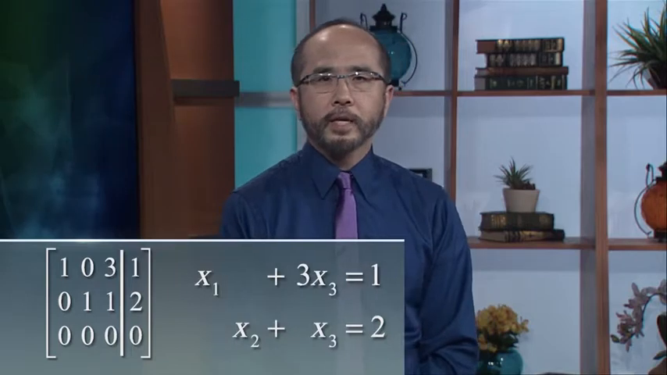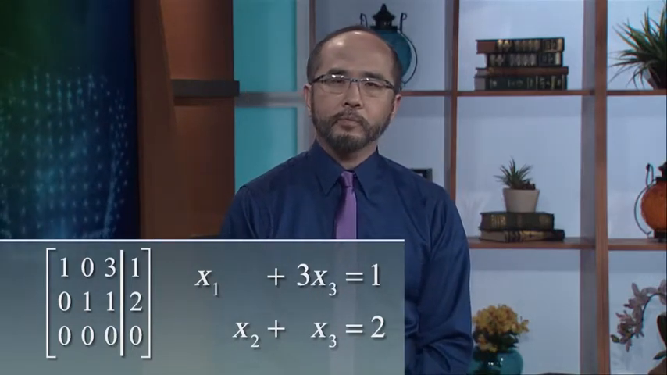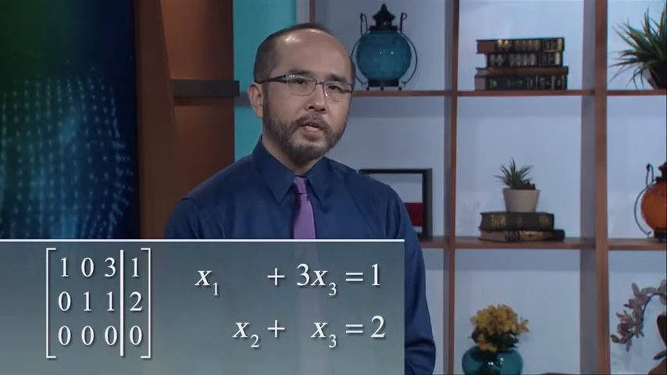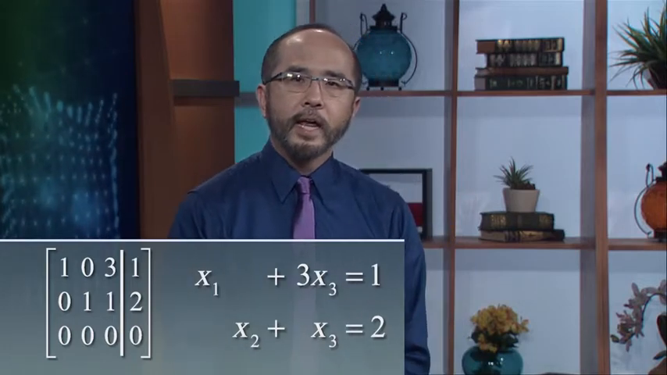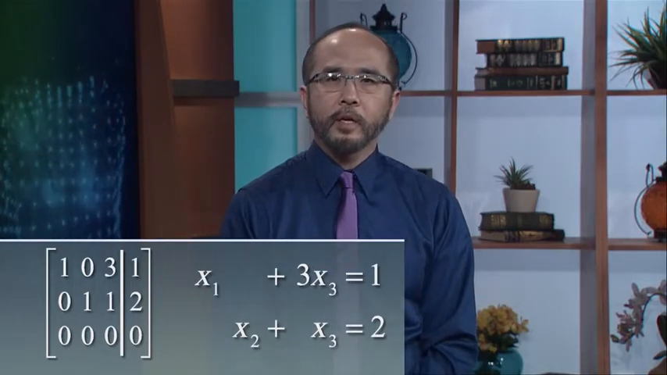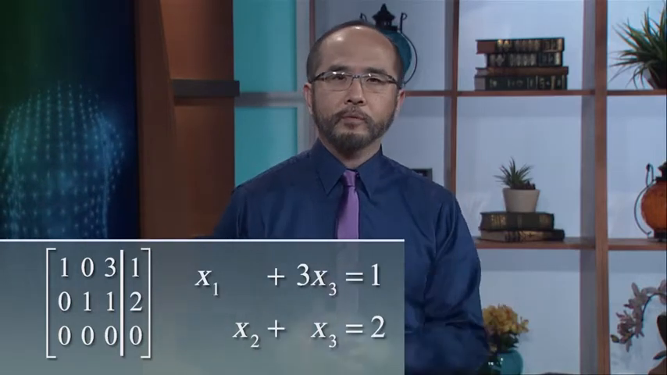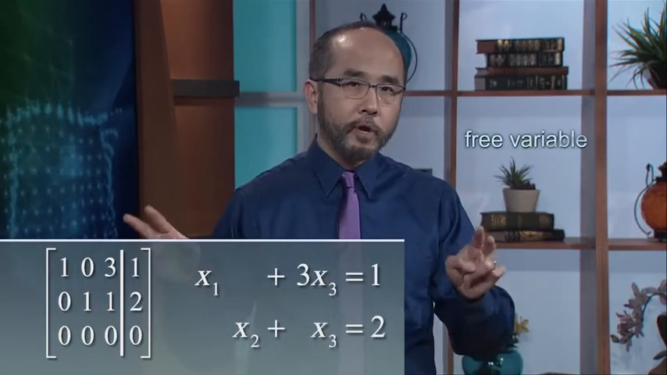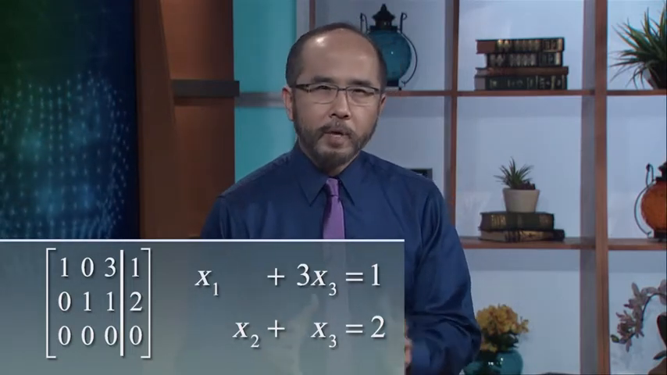So if you get something like this, this would represent the system of equations x1 plus 3x3 equals 1, x2 plus x3 equals 2. And what you find is that you can choose x3 to be anything you want. Once you do that, x1 and x2 are determined. We then say you can choose x3 freely, or we say x3 is a free variable. If you have a free variable, then there's going to be infinitely many solutions.